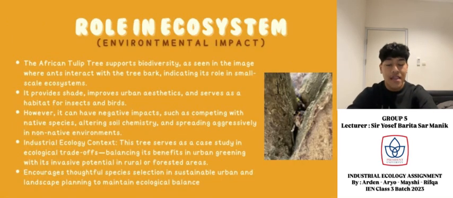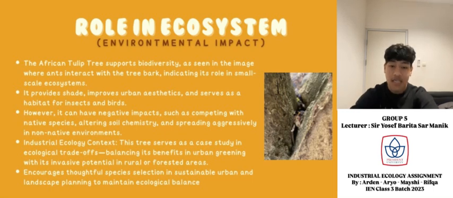Next, let's look at its role in nature. The African tulip tree gives many positive things. It provides shade, supports biodiversity like birds and bees, and looks very beautiful in parks or cities. But it also has negative sides. It can grow too fast, take over spaces, and compete with native plants. It may also change the soil quality, which can hurt natural balance. From the industrial ecology view, this tree is an example of a trade-off, which means we get benefits, but we also face risks. So when planting trees for cities or reforestation, we need to choose carefully and think about the long-term effects.